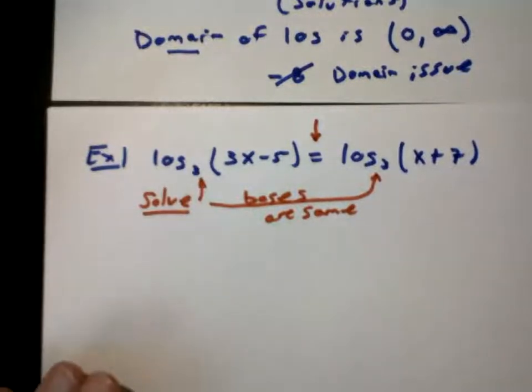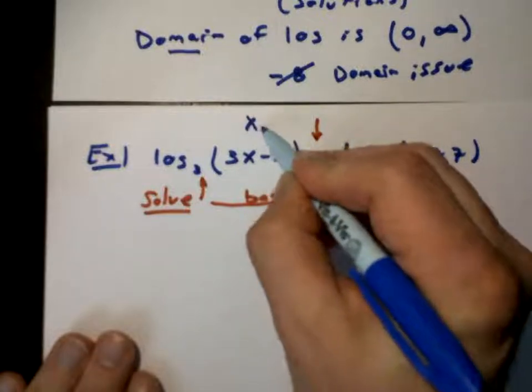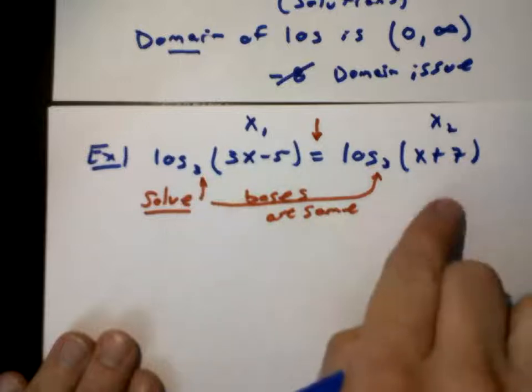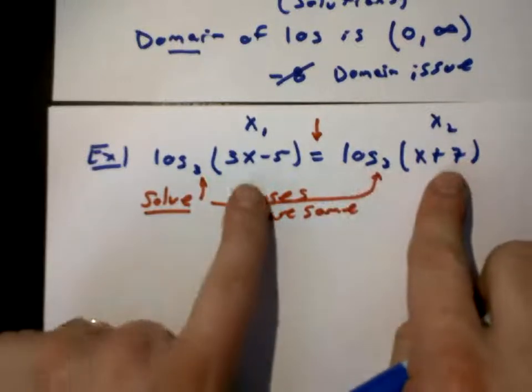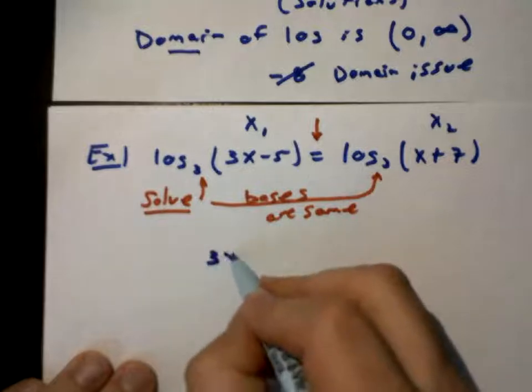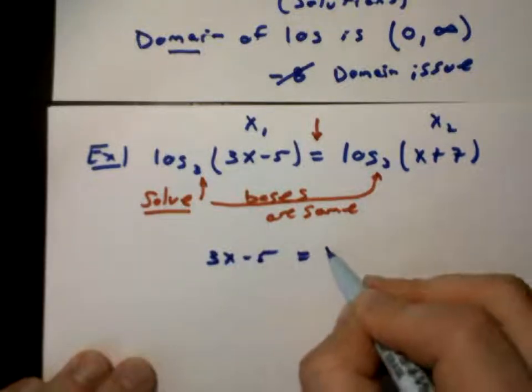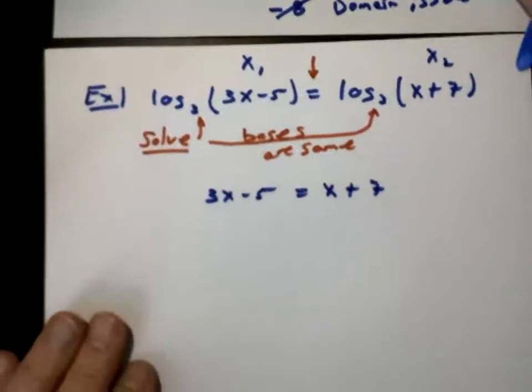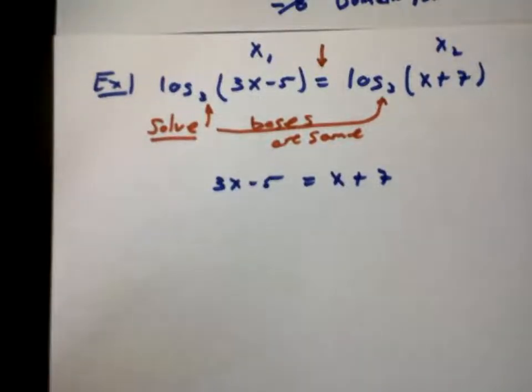All right, according to our theorem that we just had, this is your x1, this is your x2. Going back to that theorem, same bases, they're equal. We're going to set these equal to each other. So that's going to be 3x minus 5 equals x plus 7. Now, this is just pretty much simple solving an equation.